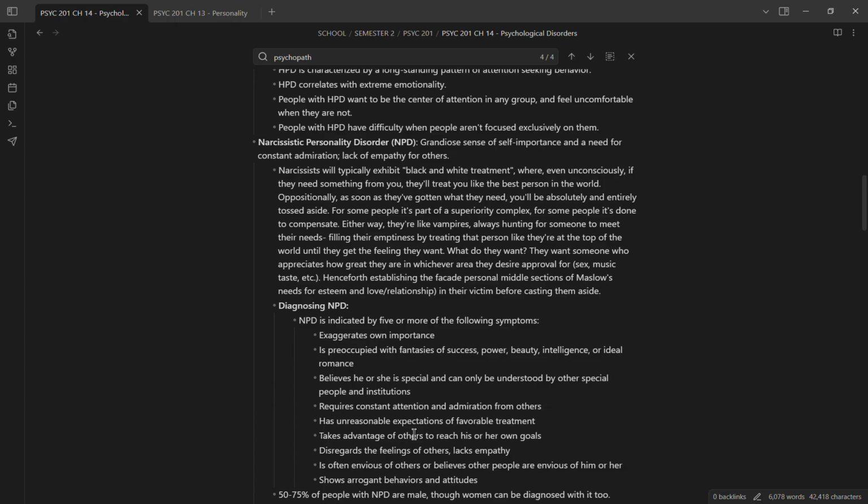Anyway, narcissistic personality disorder. It is a grandiose sense of self-importance and a need for constant admiration with a lack of empathy for others. First of all, narcissists will typically exhibit black and white treatment, as I talked about, whereas BPD is black and white thinking. Narcissism is more black and white treatment, where even unconsciously, if they need something from you, they'll treat you like the best person in the world. Oppositionally, as soon as they've gotten that, you'll be absolutely and entirely tossed aside.